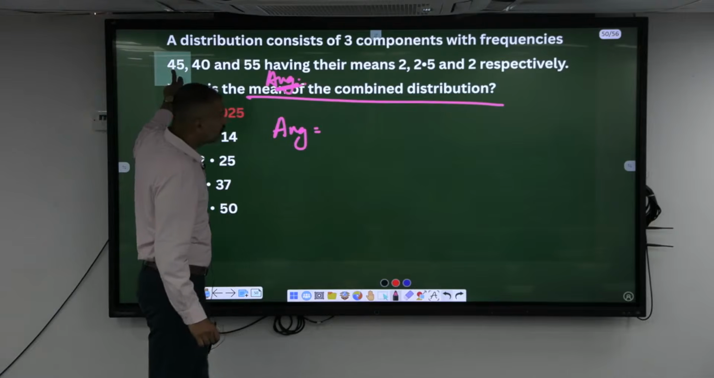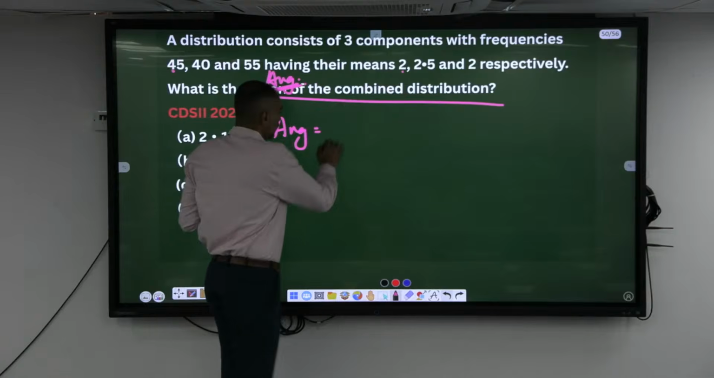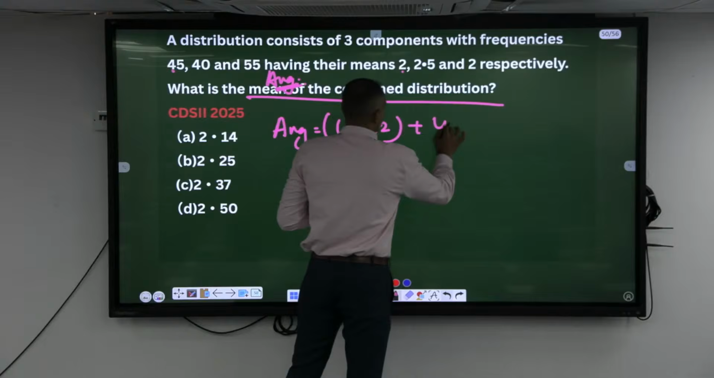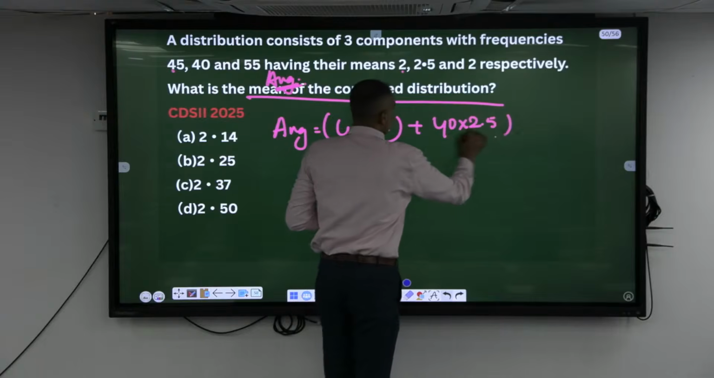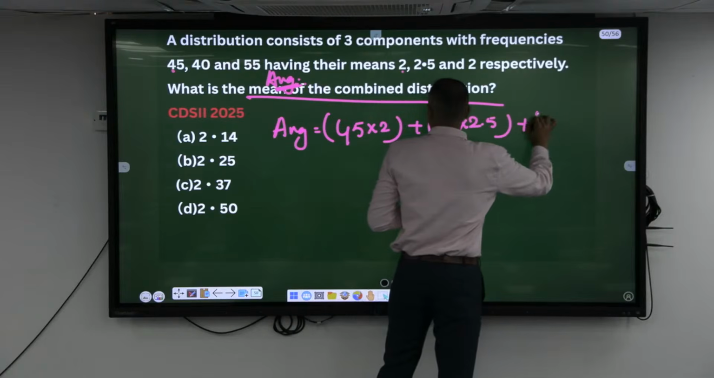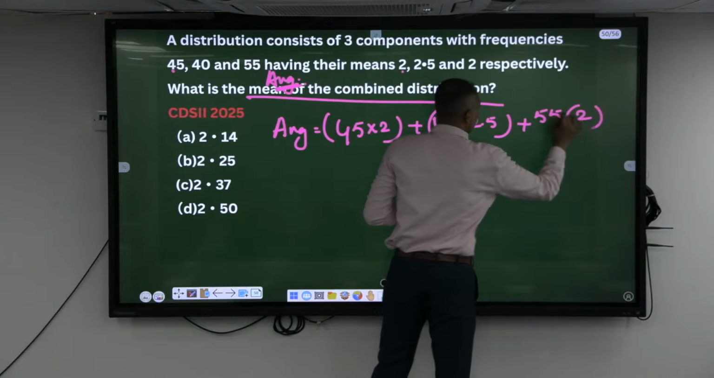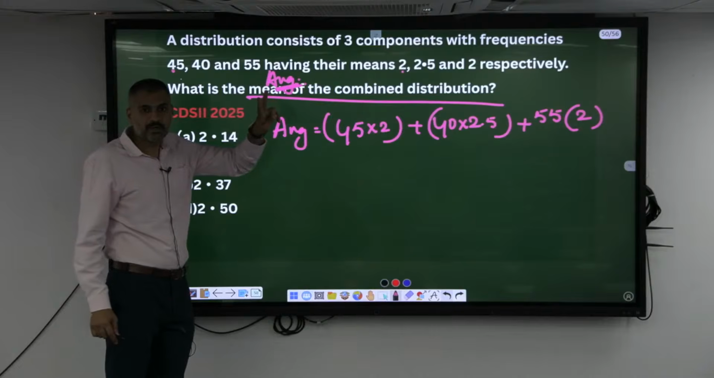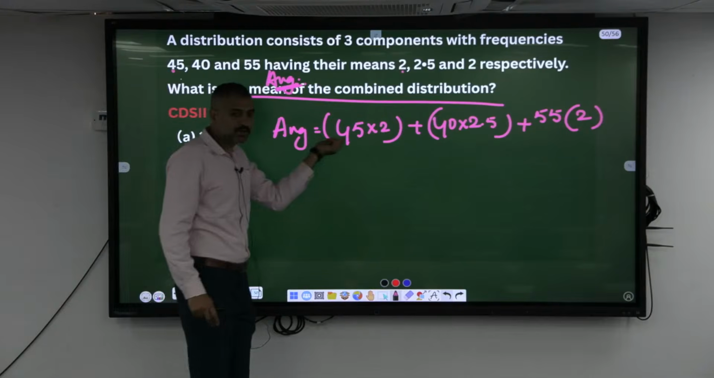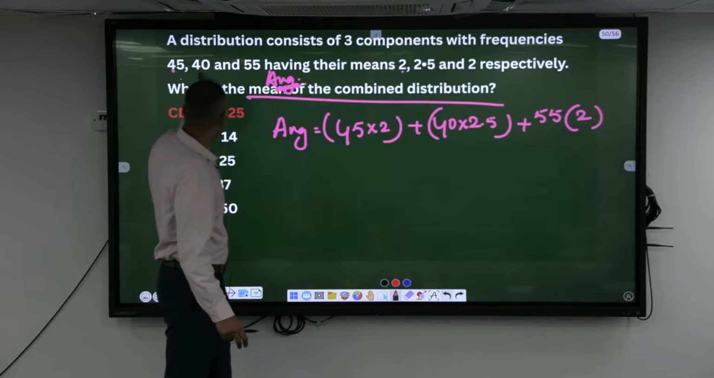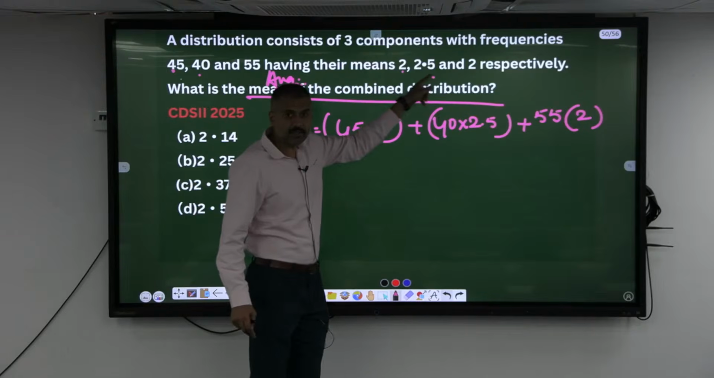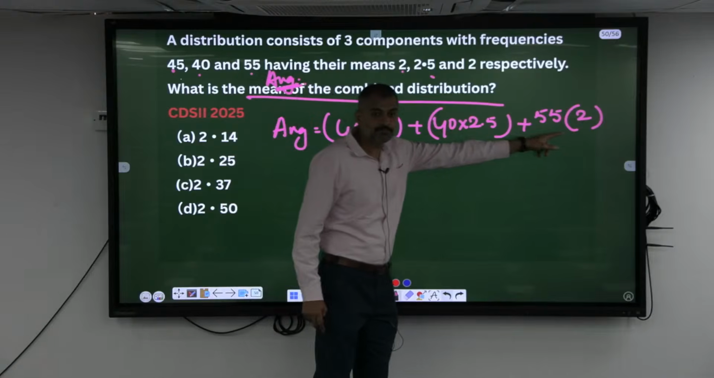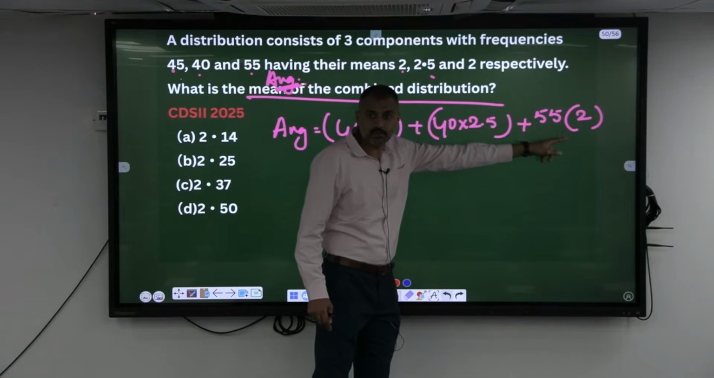Okay, 2 such are there, meaning 45 into 2 plus 40 into 2.5 plus 55 into 2. In the 45 range there are 2 people. 2 people, 45 means what is their sum? 90. Similarly, in the 40 range there are 2.5, so the sum is 40 into 2.5. Similarly, in the 55 range there are 2. So this is the total score.